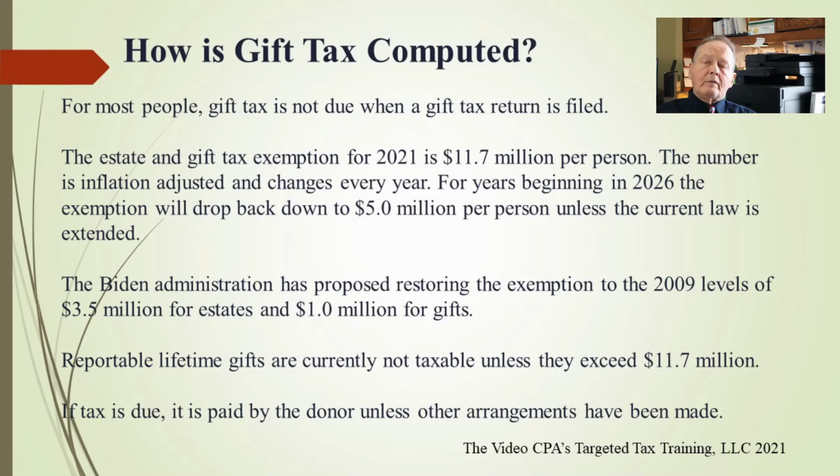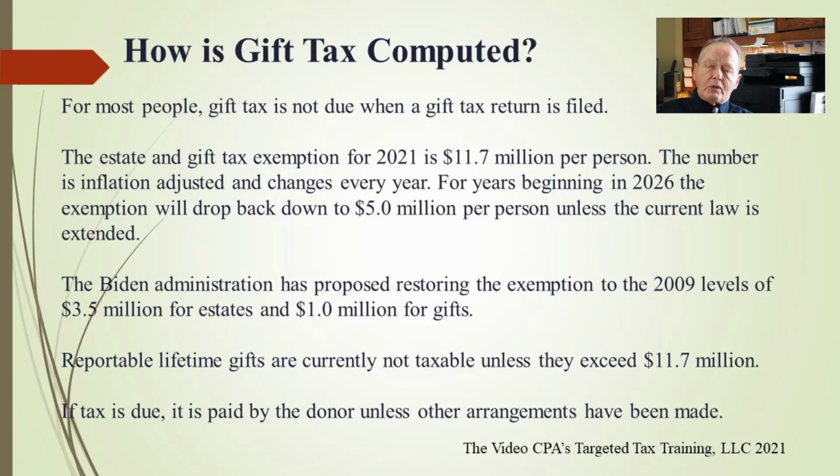That $11,700,000 is inflation adjusted. In 2018, the estate and gift tax exemption was doubled up to $10 million, and because of inflation adjustments, it's now up to $11.7 million, and next year it'll be a little bit higher. And that goes through the end of 2025. And then the law expires and the gift tax and estate tax exemption will fall back down to $5 million unless the law is extended.